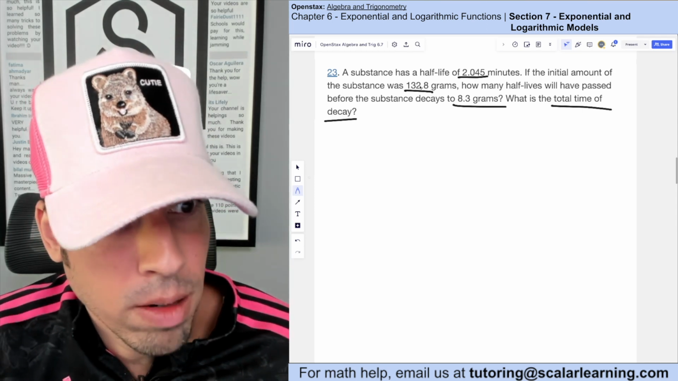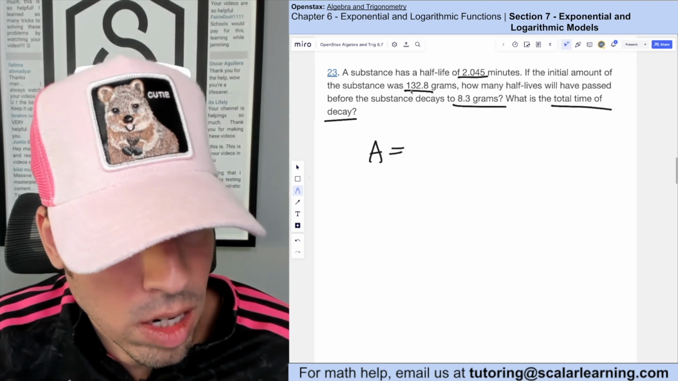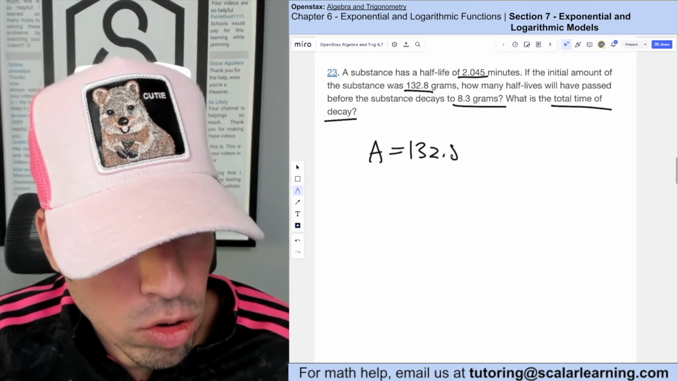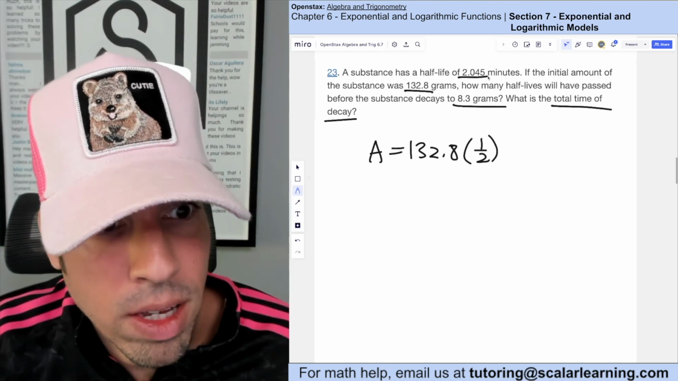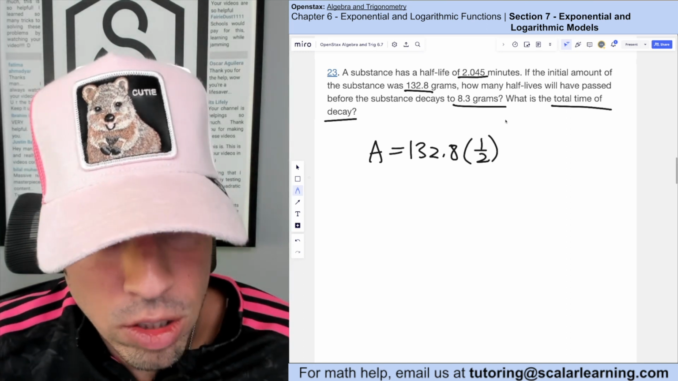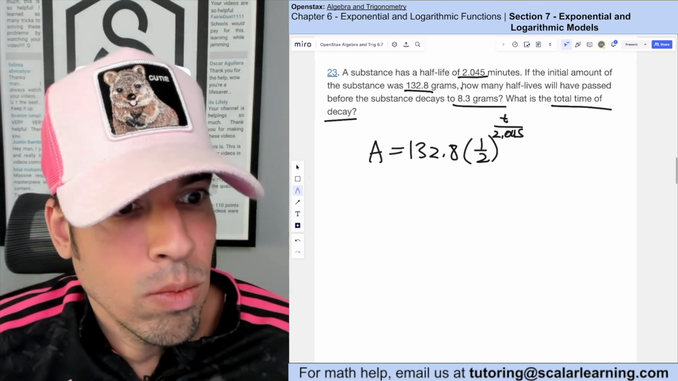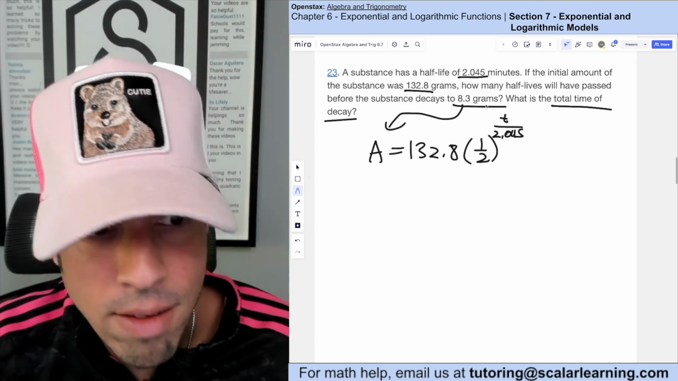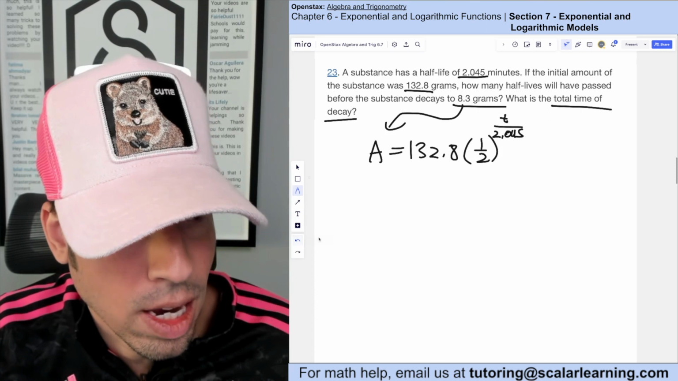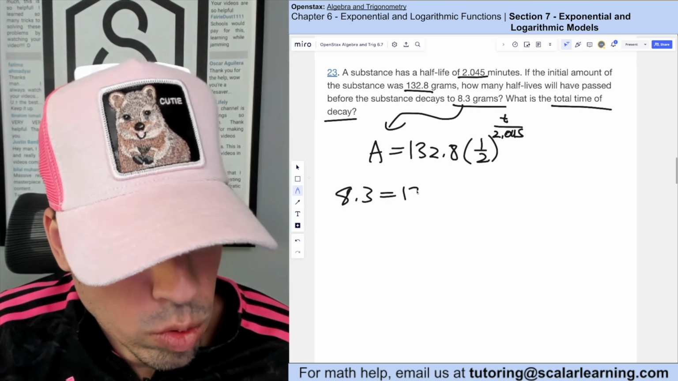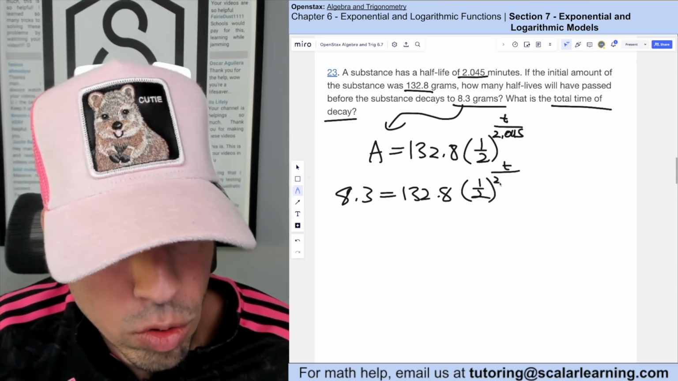So we're going to start by plugging into an exponential equation. So we'll say the amount of the substance equals the original amount, 132.8. And then since this is a half-life, we'll say times 1/2. And then the half-life is 2.045 minutes. So we usually do t over that half-life, which is 2.045. And then we're trying to figure out when this substance is going to have a mass of 8.3. So we're going to plug in 8.3 for A and solve for T because we need that time of decay. So we got 8.3 equals 132.8 times 1/2 to the T over 2.045.